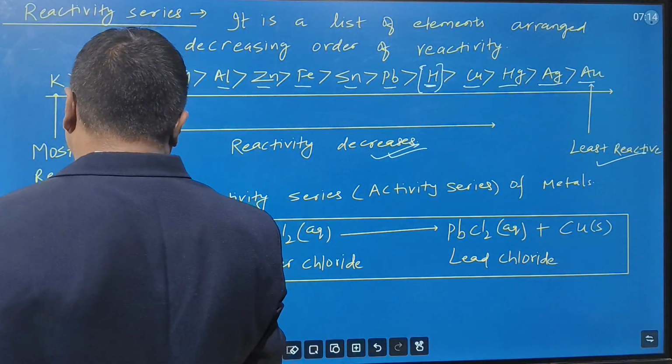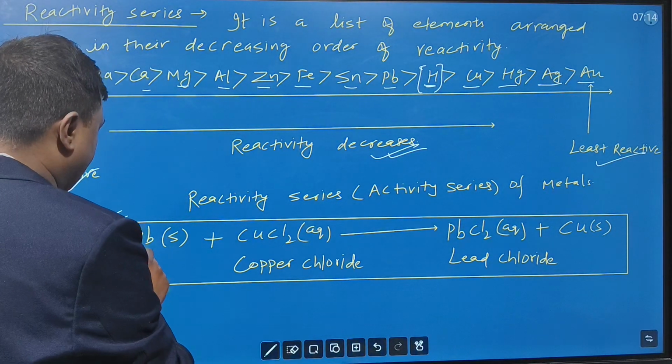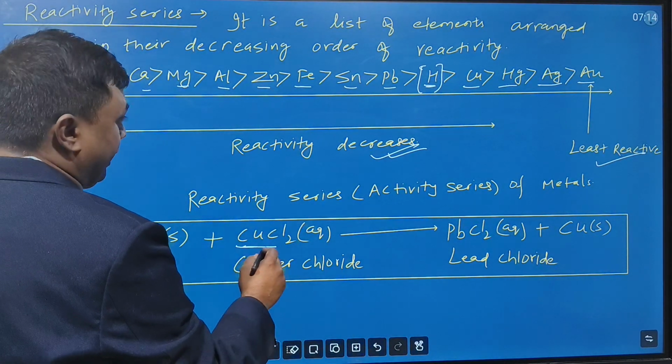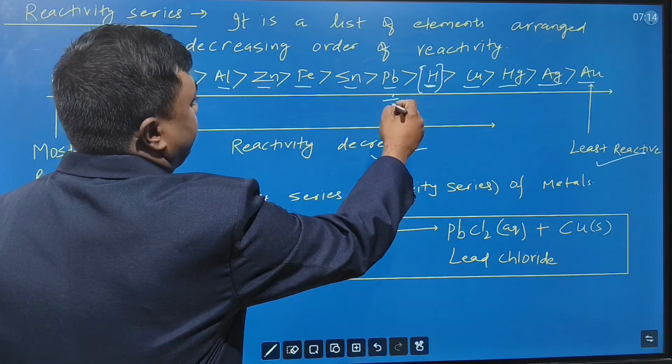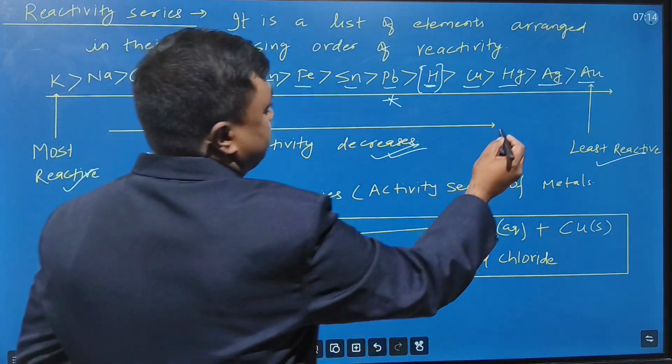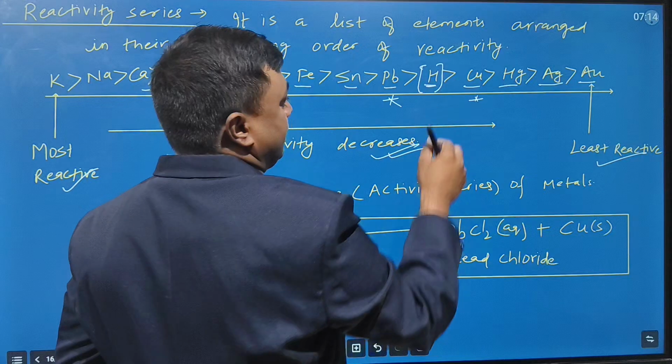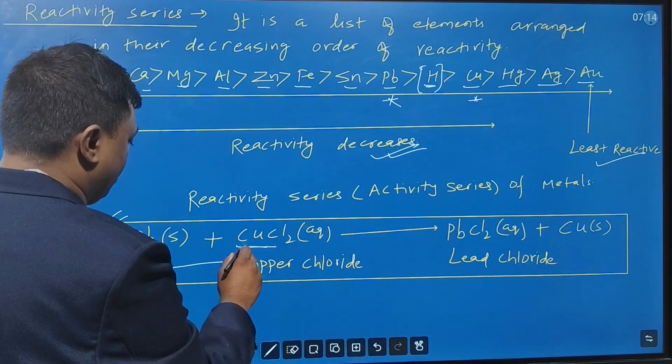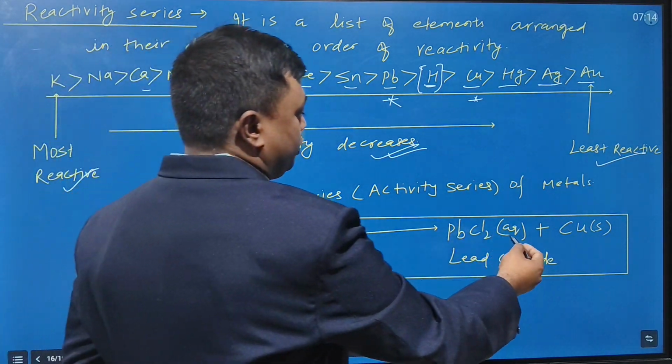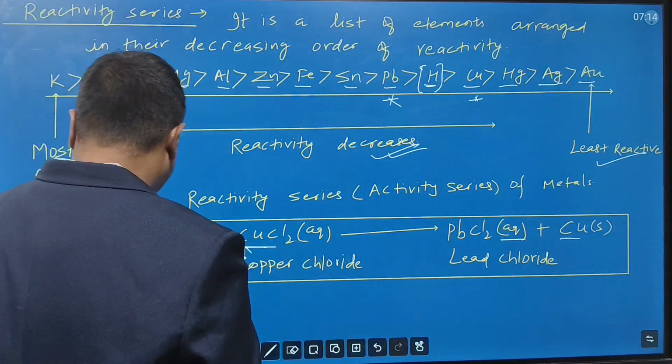Let's check whether this reaction is possible or not. Reaction of iron and lead with the copper chloride. Where is the lead? Here is the lead. And where is the copper? Copper is here, right? So you can see lead is more reactive than copper. So yes, it will displace the copper. So what is formed is PbCl2 aqueous plus Cu. Is it clear?